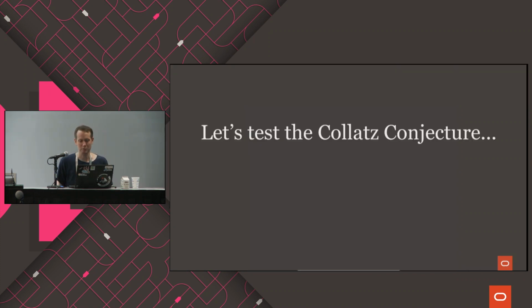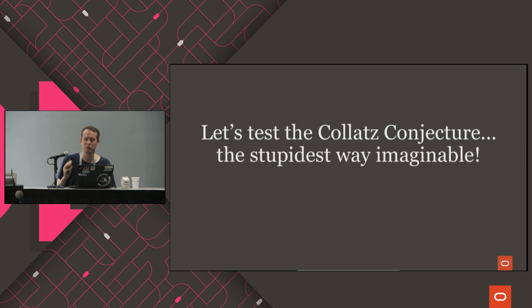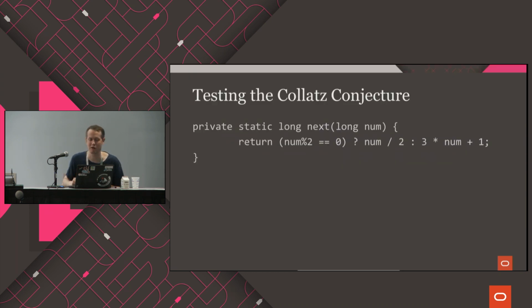So let's get back to Java. Let's test the Collatz conjecture the stupidest way we can possibly imagine. Again, this is just to show off safepointing and what Flight Recorder allows us to do. If we're going to implement this in Java, the rule is very simple, right?